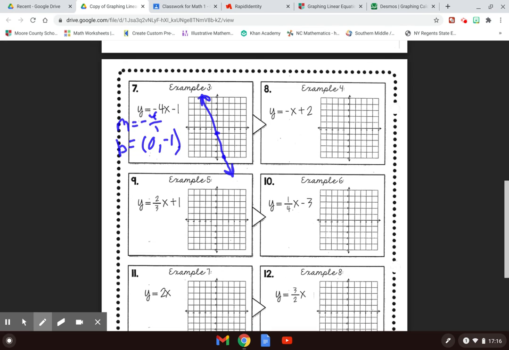And then for example number 4, -x plus 2. So again, my m value this time would be -1 over 1, because anytime x is by itself, 1 is the coefficient. So 1 as a fraction of itself is going to be -1 over 1 in this case. My y-intercept is (0, 2) again. So I would start here at (0, 2). And this time I travel down and over again. So I go down 1 and over 1. Down 1 and over 1. Down 1 and over 1.